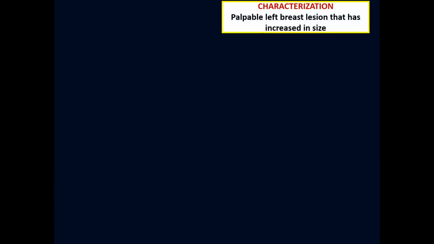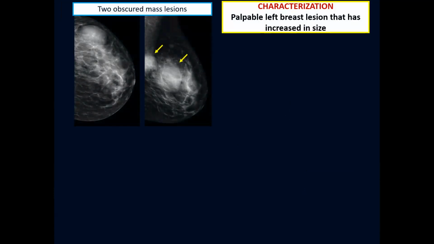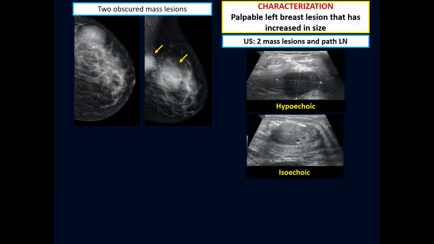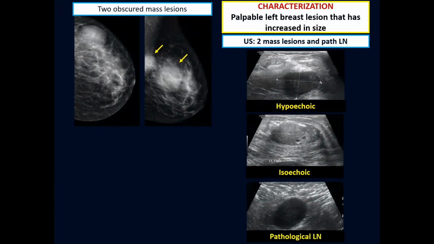This was a female patient. She had a palpable left breast mass lesion that has recently increased in size. This was the mammogram of her left breast, which showed two adjacent obscured mass lesions. An ultrasound was requested, and it revealed one of these lesions was hypoechoic and the other was isoechoic, and there were pathological axillary lymph nodes.